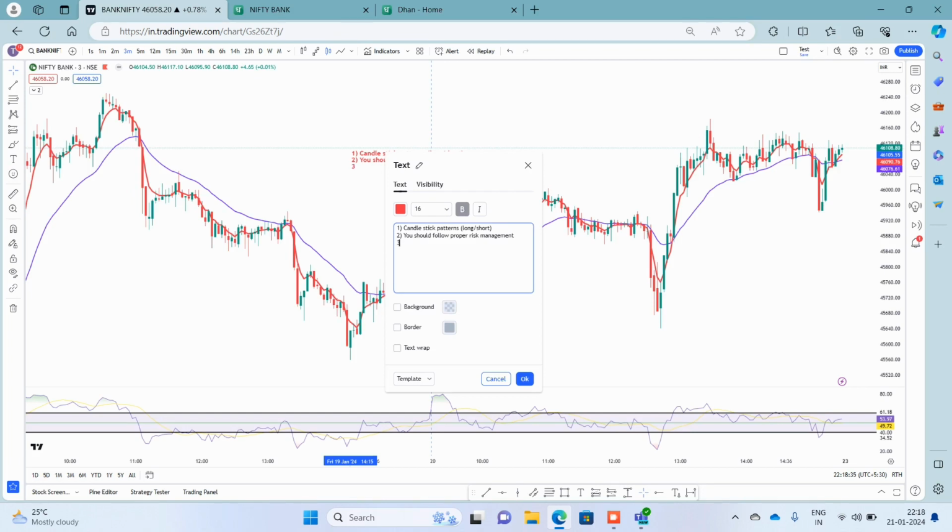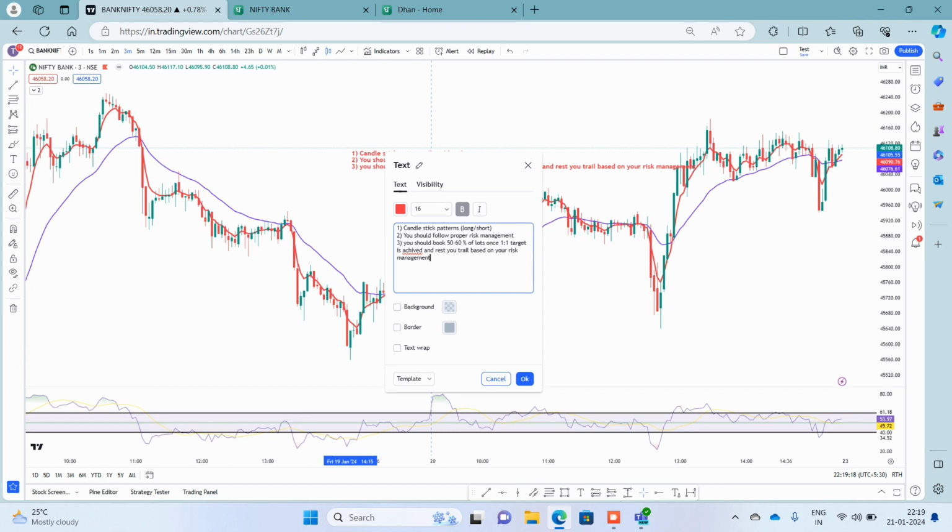And the third condition is you should book 50 to 60% of lots once the 1:1 target is achieved, and the rest you can trail based on your risk management.